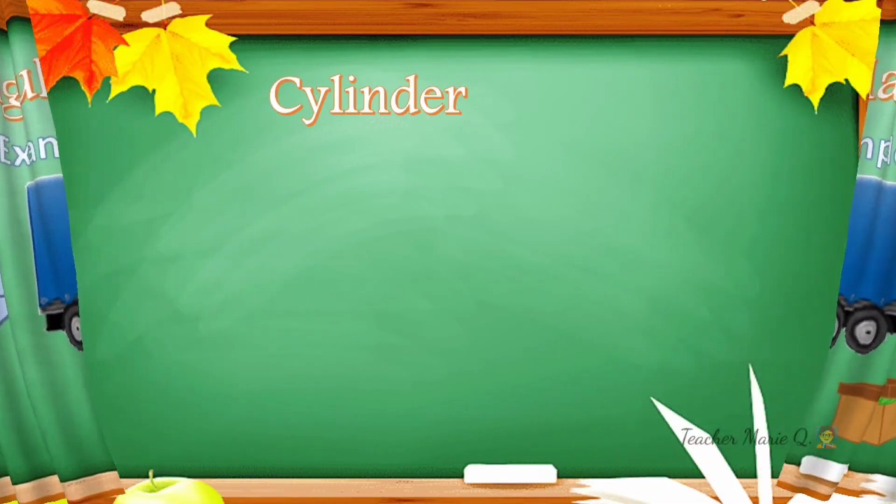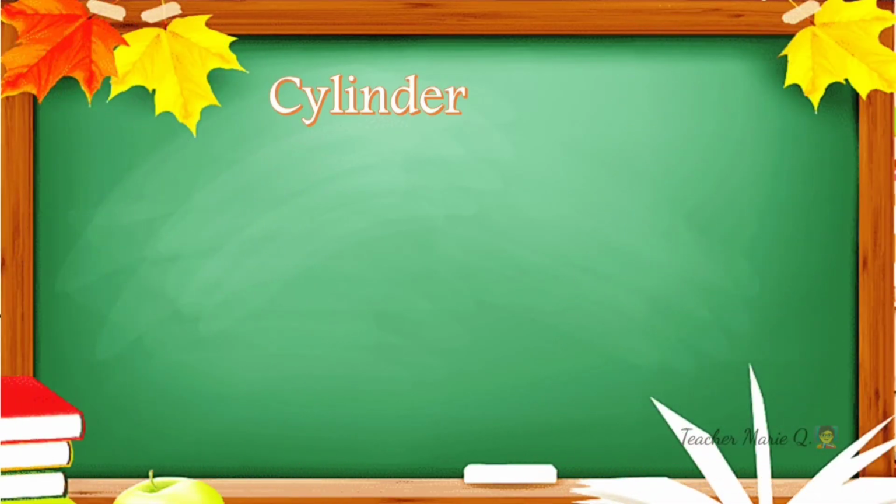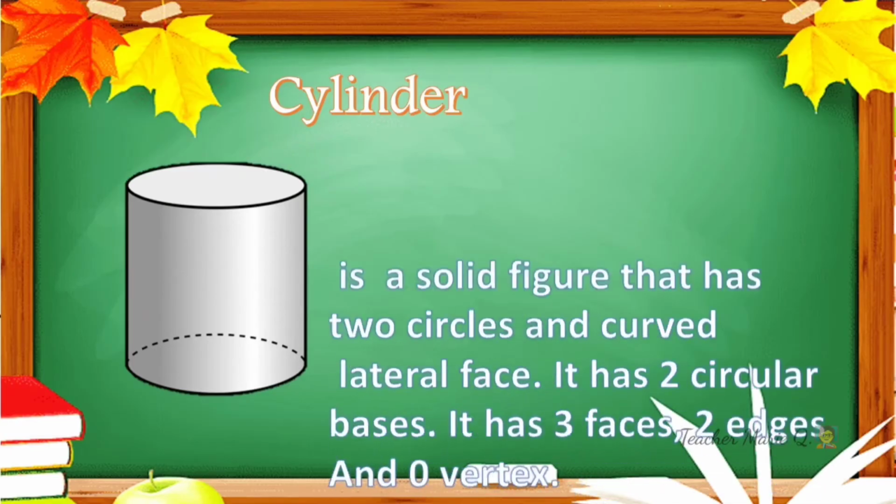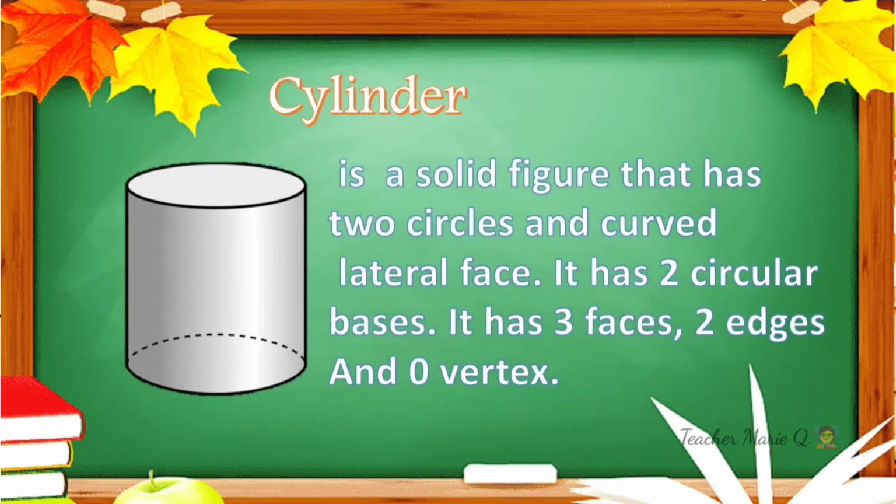Next solid figure is cylinder. What is cylinder? Cylinder is a solid figure that has two circles and curved lateral face. It has two circular bases. It has three faces, two edges, and zero vertex. Yes, cylinder has no vertex.